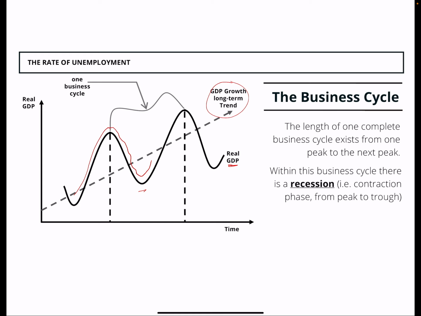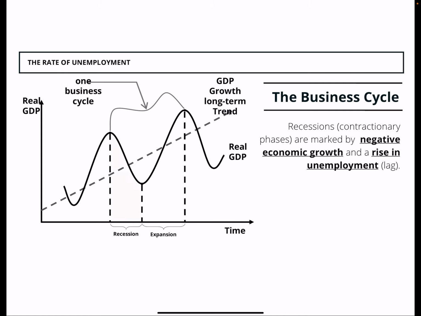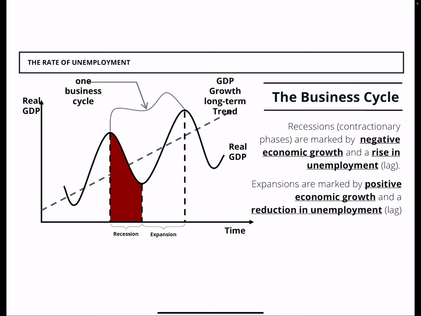And within that business cycle, again, there would be a recessionary period, a contraction, and that's what this is showing. Then the expansionary period would follow that. The red here represents the recession, and the green period represents the expansionary period, where we had positive economic growth. Now you're probably thinking, well, how does this relate to unemployment?